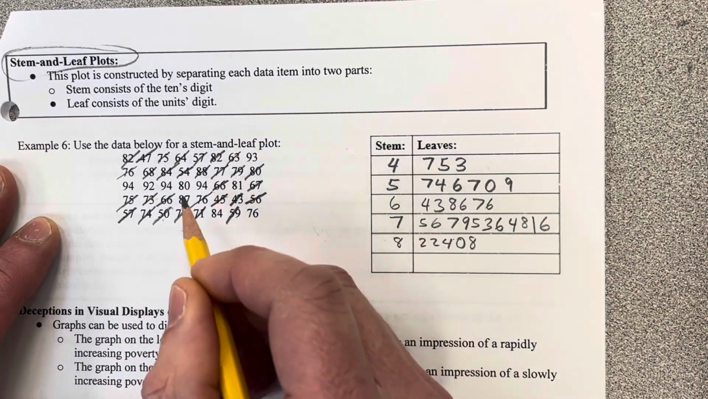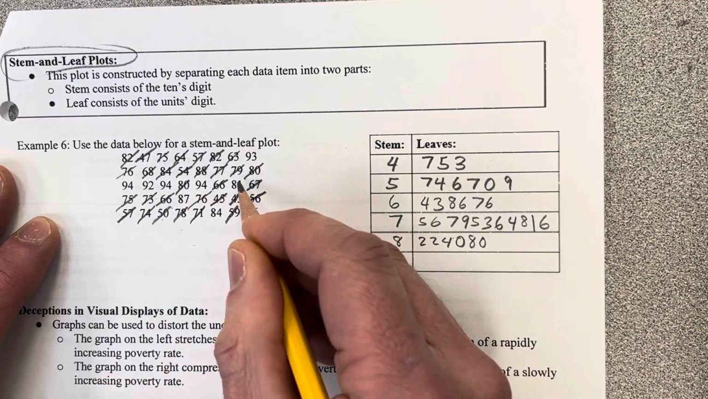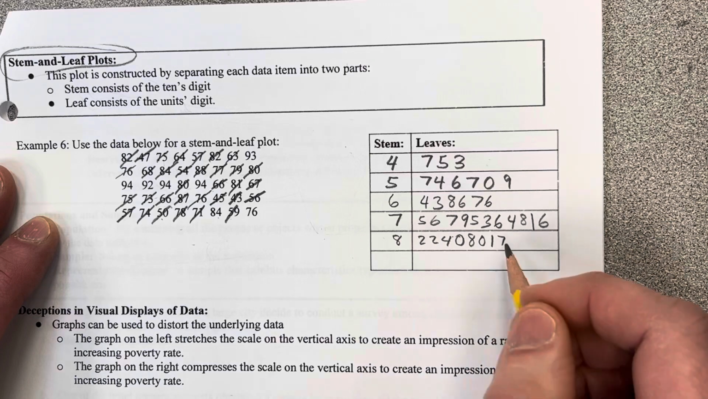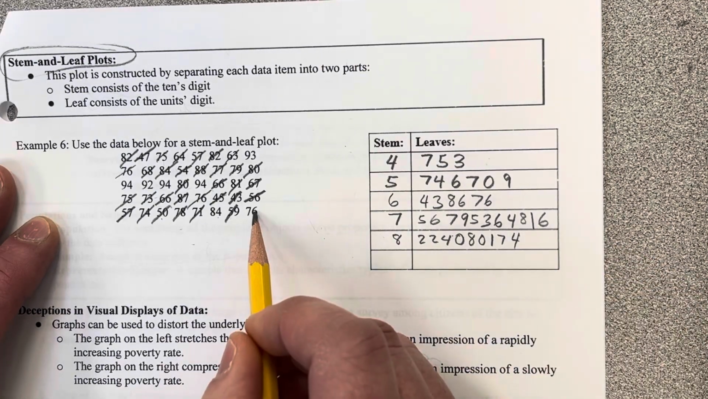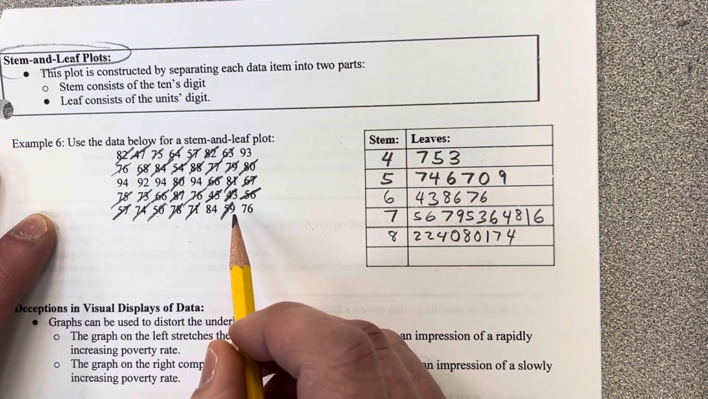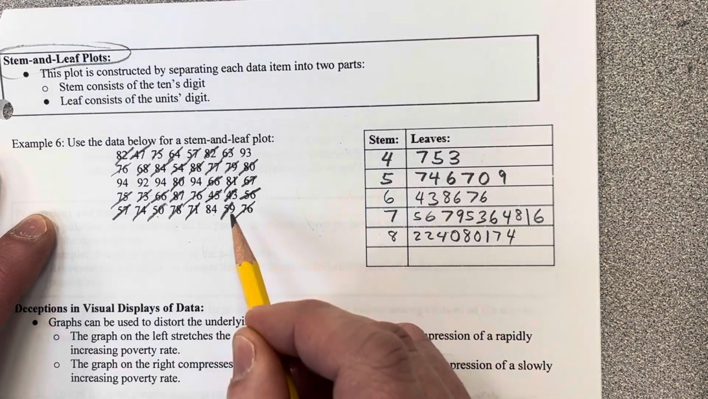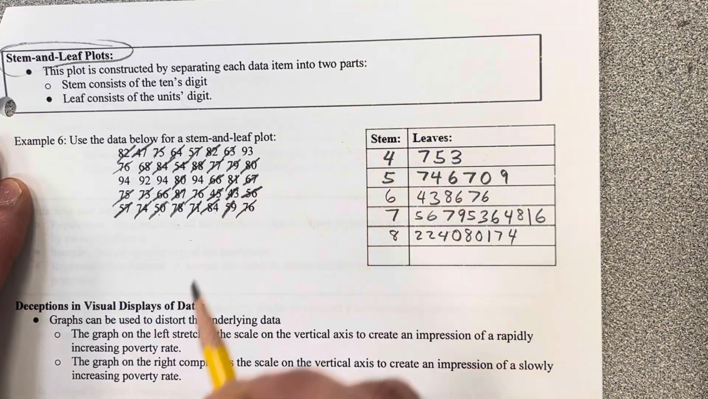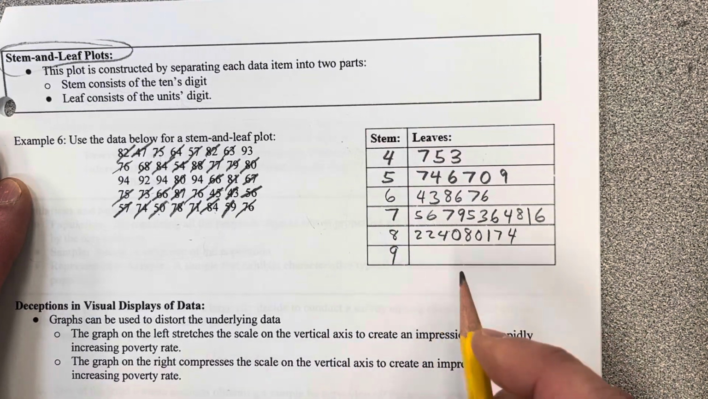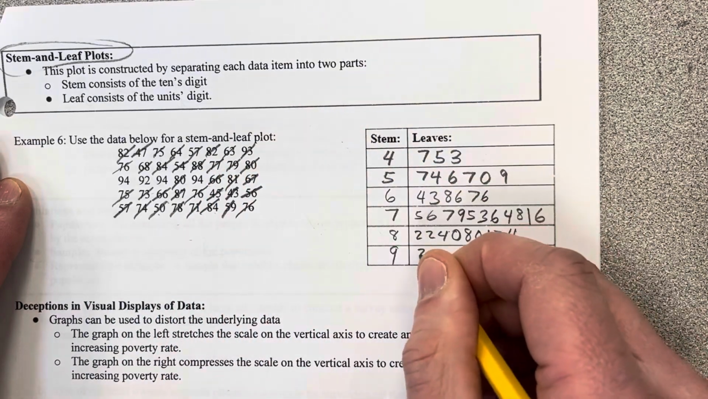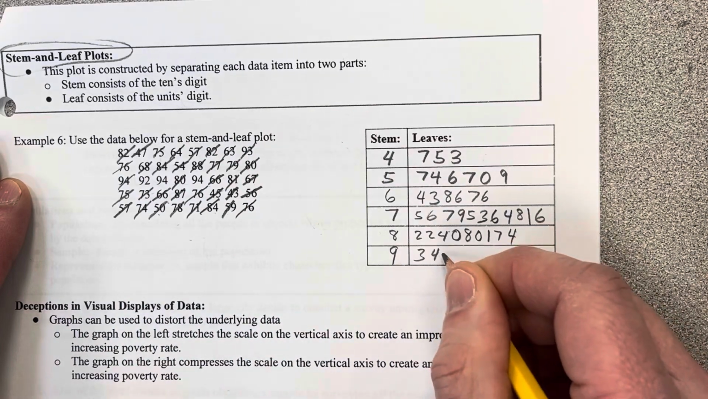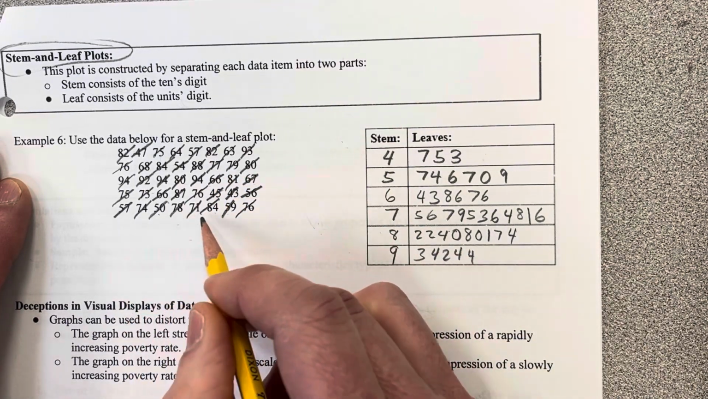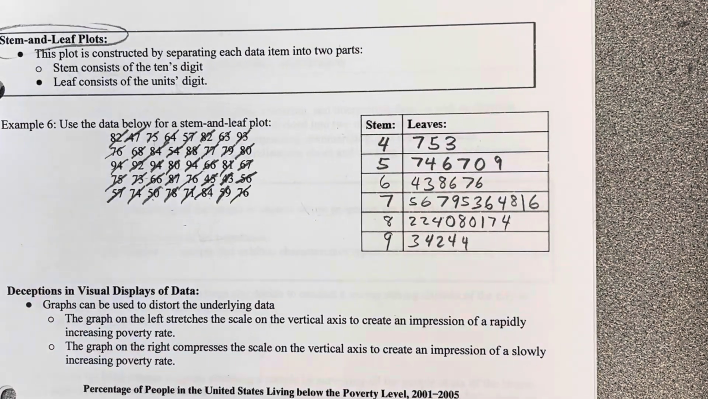Oops, forgot the 88 there. But yeah, I guess it's a good way to condense your information. Oh, looks like I forgot a 76 there. Maybe I just forgot to mark it off. Kind of like with this 84. And then finally the 90s. And I think we're done. So yeah, stem and leaf plots, pretty exciting.